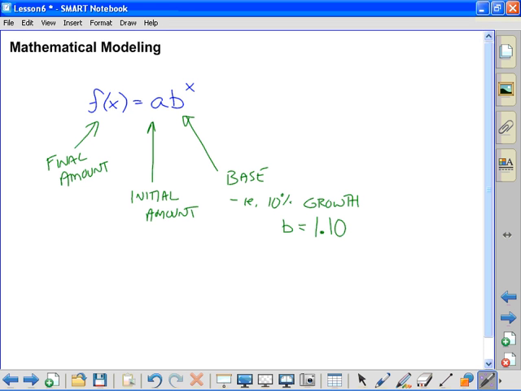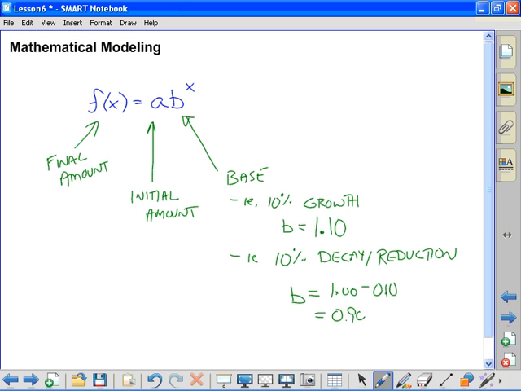added to the population. The flip side to that is if you have 10% decay or reduction, 10% reduction each year, your base then is going to equal, you lost 10%, so you have 100%, 1.00, and we're losing 10% each year, which would mean your base is actually 0.9 in this case, 0.90. Okay? And that's what you're looking at, and I'll show you some examples coming up here. And then X is the time that has passed.